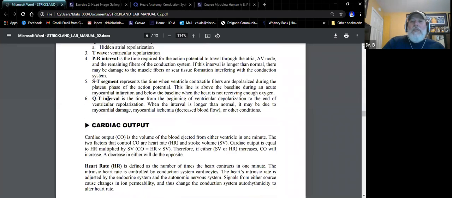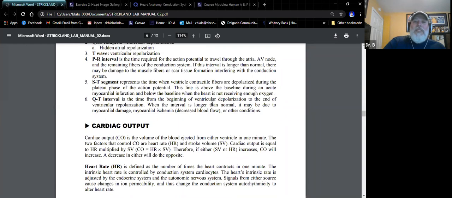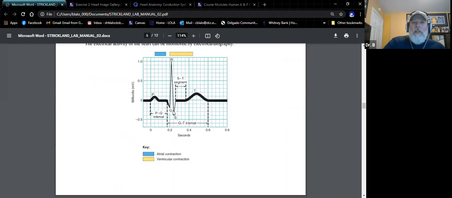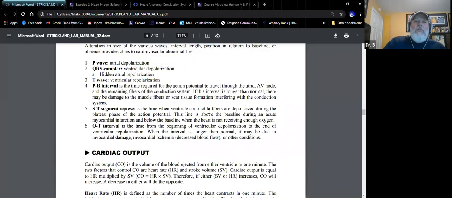The QT interval is from the beginning of the depolarization wave of the ventricle to the end of the repolarization wave. So if this section is longer, right here, then we know that there's some type of damage that has already occurred, meaning that they're not in an acute state of having a heart attack, but that they may have had one at a previous time.